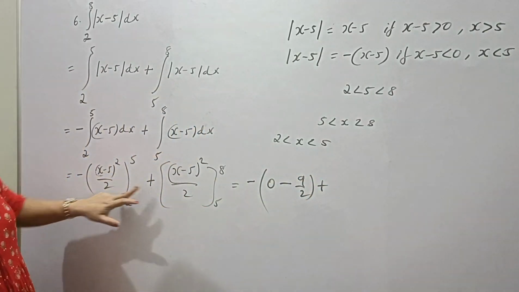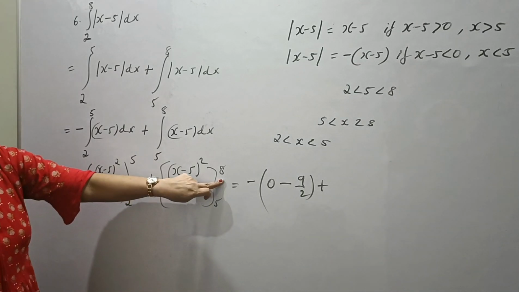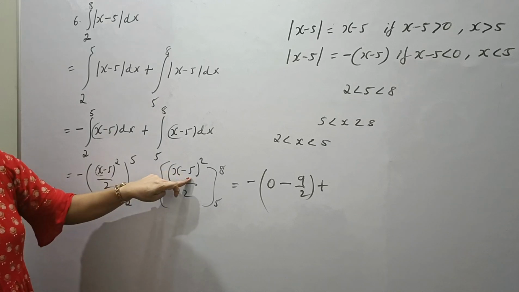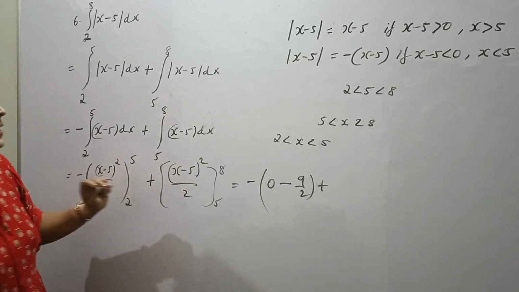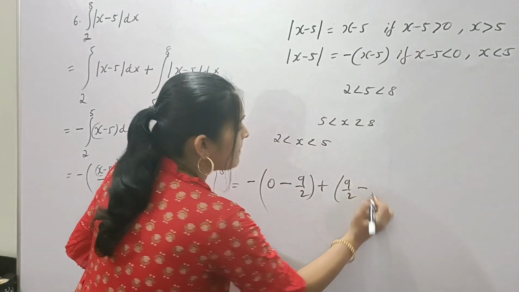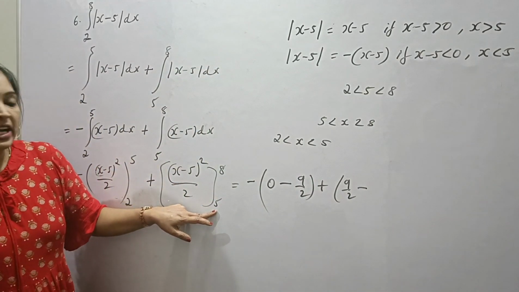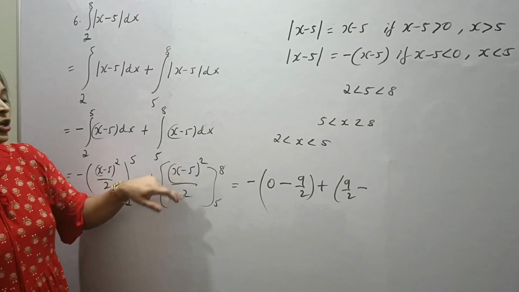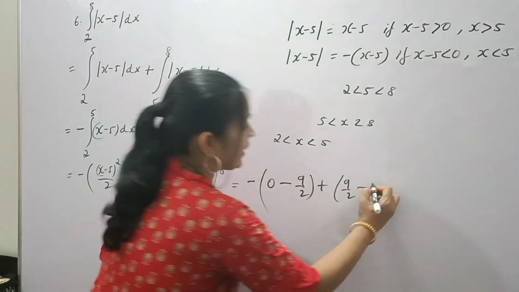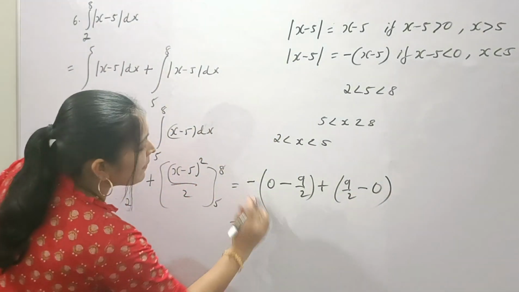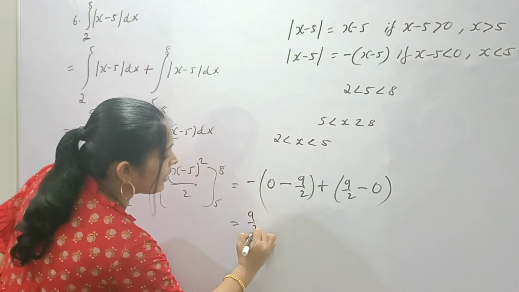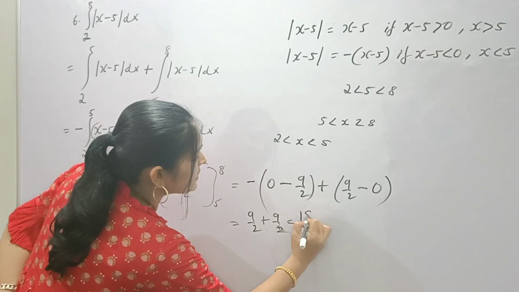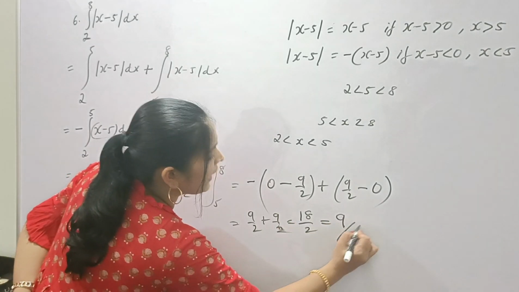Plus here, next term, first we will substitute the upper limit, that is 8. Put x is equal to 8. 8 minus 5 is 3. 3 square is 9, so 9 by 2. Minus, next we will substitute the lower limit, x is equal to 5. When we substitute x is equal to 5, it will be 0, right? 5 minus 5 is 0. So the value is minus into minus plus. So 9 by 2 plus 9 by 2, that is 18 divided by 2, that is equal to 9.